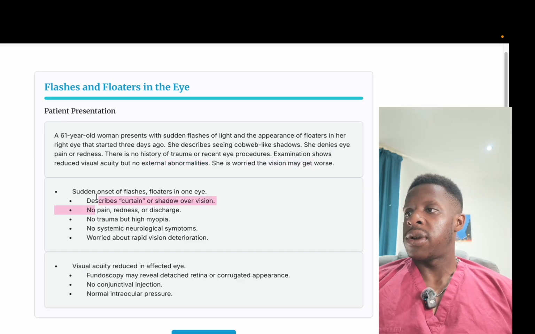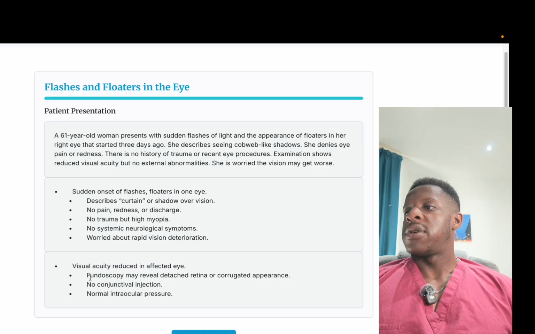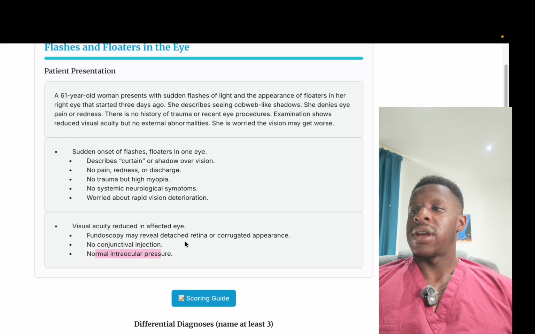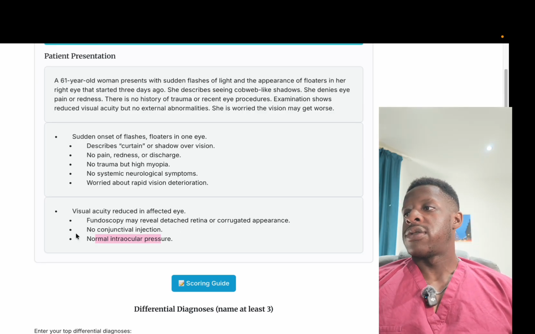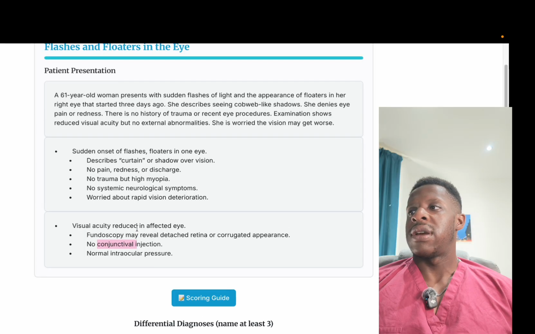And here's a summary of the exam. Cobweb shadows, no pain, redness or discharge, no trauma, no history of myopia, no systemic neurological symptoms. Worried about rapid vision deterioration. Visual acuity reduced in the affected eye. Fundoscopy revealed detached retina, corrugated appearance, no conjunctival injection, normal intraocular pressure. So this would rule out things from your differentials like glaucoma because of the pressure, and no conjunctival injection, ruling out things like maybe episcleritis, scleritis.